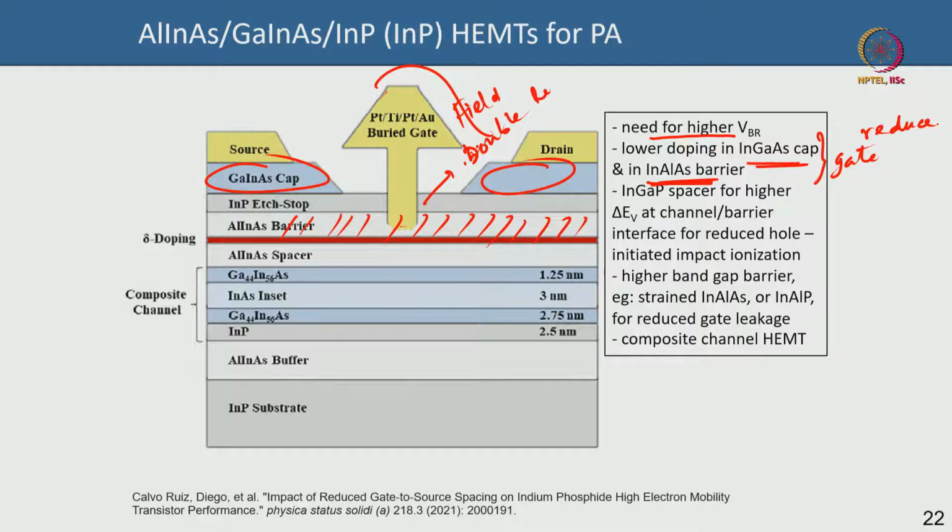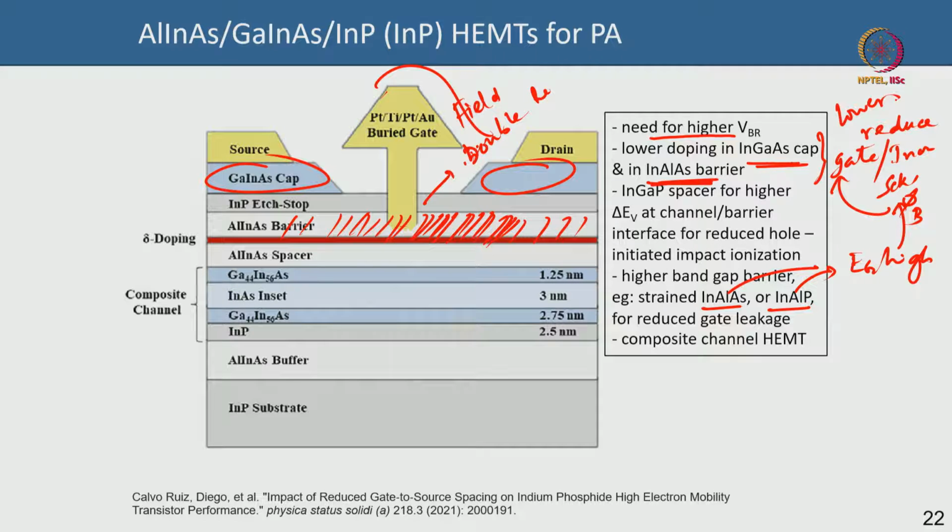You reduce the gate leakage, you increase the Schottky barrier height on the gate stack by using different band gap material. For instance, indium aluminum arsenide or indium aluminum phosphide you can use in here, with higher aluminum content, so that the band gap is higher. And so if the band gap is higher, then your gate Schottky barrier height phi b also will be higher, which means your gate leakage will be lower. Okay.